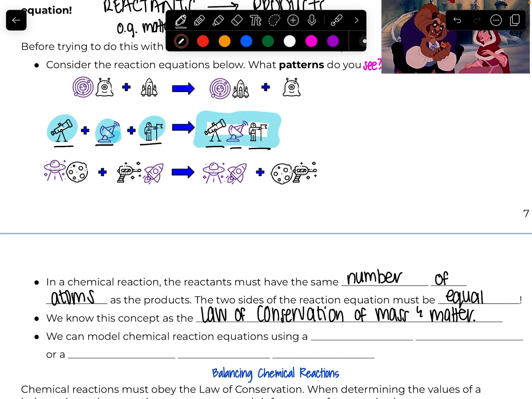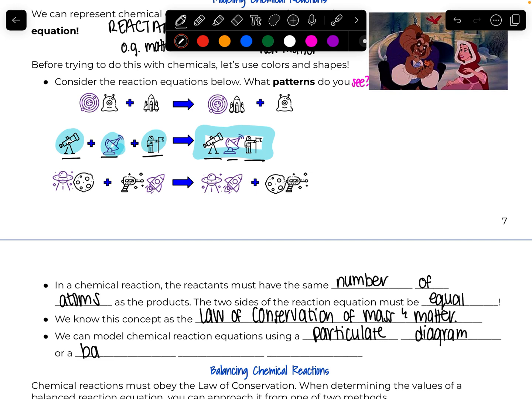The way that we can model these chemical reaction equations, we can do it in 2 ways. We can use a particulate diagram. This is something we've been getting a little bit familiar with in our gases unit, modeling these things as particles. We're going to do a lot more practice with these. And the other way we can model them is using what's called a balanced chemical equation. And this is what you are going to learn about and what you are going to practice next.